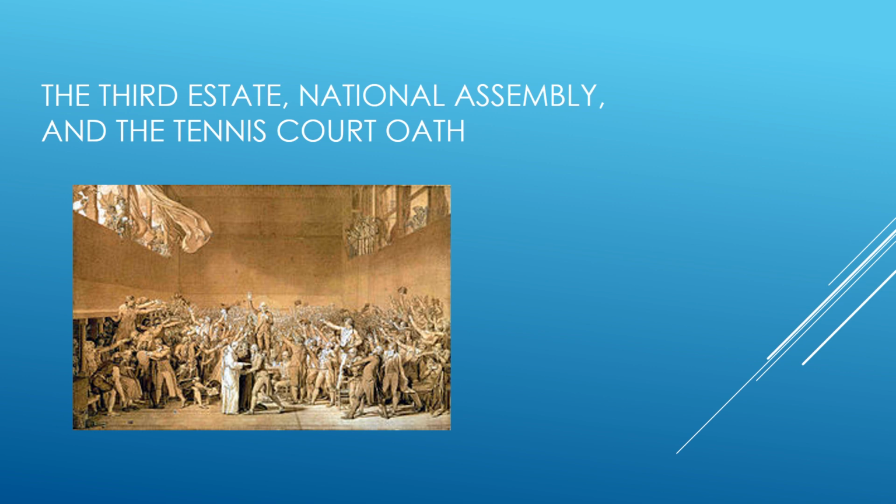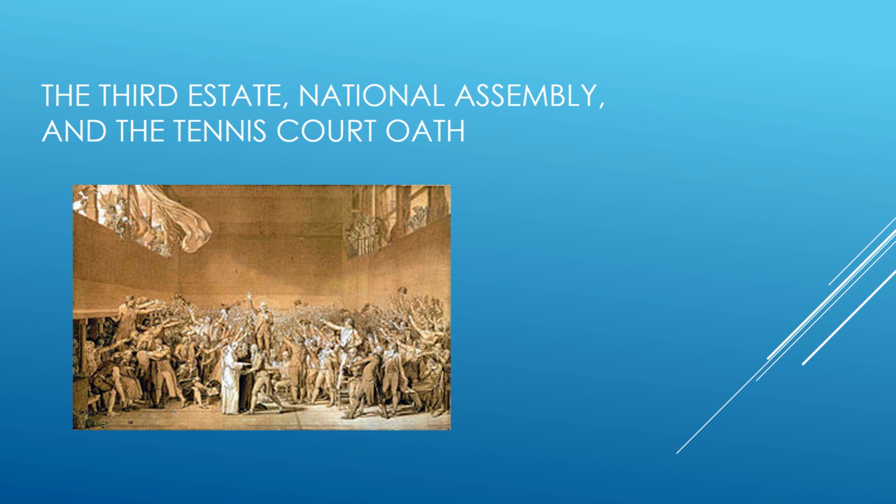Now, the third estate at this time is going to be caught up in such a frenzy of change and what they can actually accomplish. It's a very optimistic way to look at their change. They felt they could really do some good for France. But by June of 1789, the third estate is going to declare itself the National Assembly. All right, so this is a separate body from the Estates General.